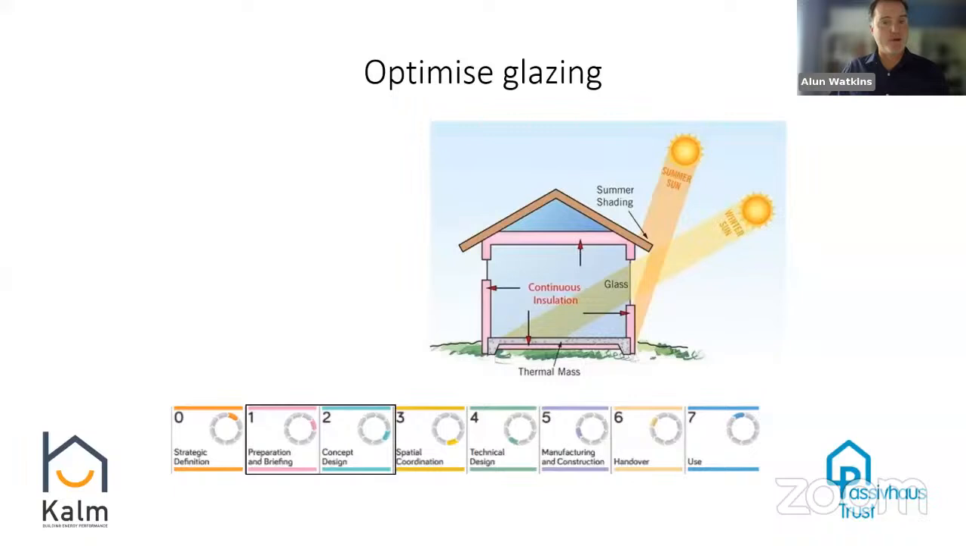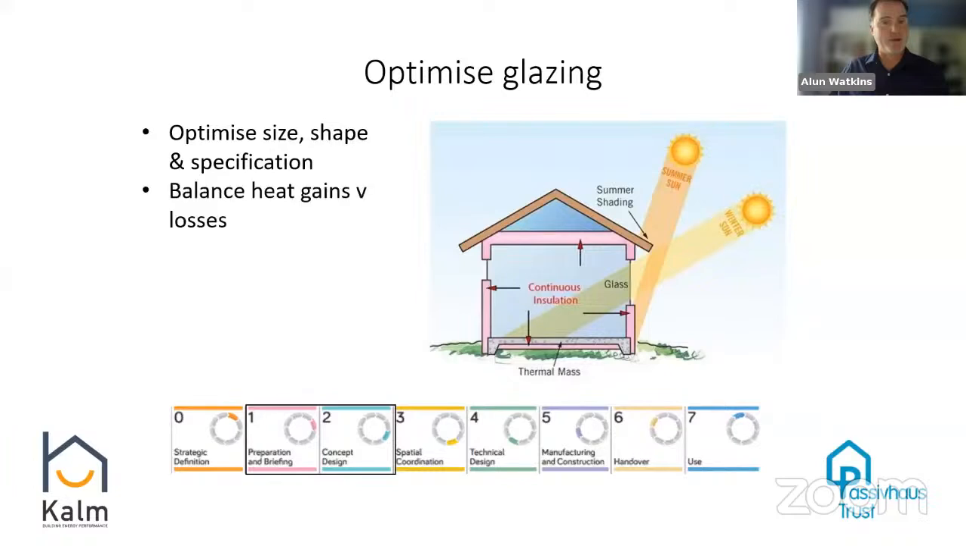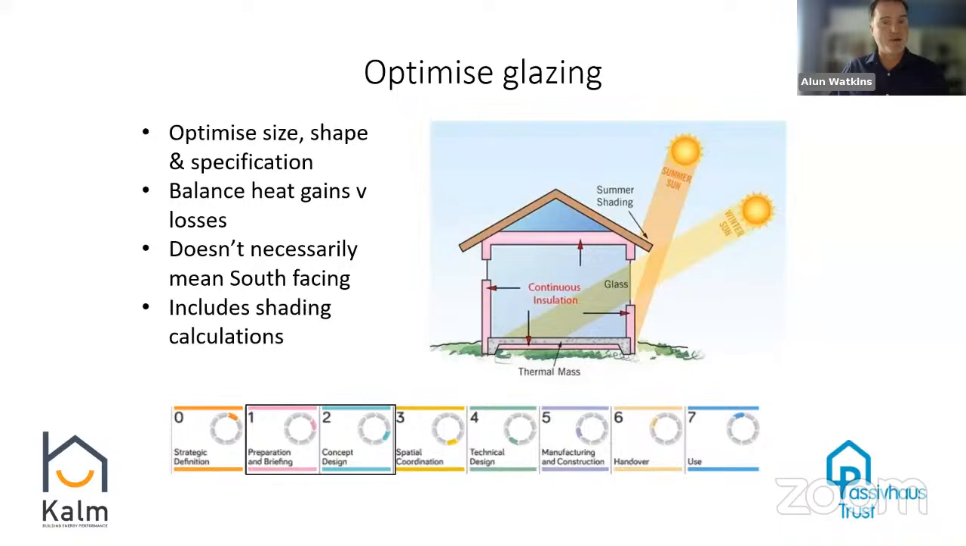So that's the kind of thing we can actually model in PHPP. We can change the size of our windows, on different elevations, that kind of thing. We can put shading in, add it and take it away to get that balance about right. So we're really looking at optimizing size, shape, and also the specification of things like the glazing units, the G values and that kind of thing, to get a little bit technical with the actual glazing units. So again, we're looking at balancing the heat gains versus losses. Doesn't mean they have to be south-facing. It just means it has to all be taken into account. Shading calculations are included as well.